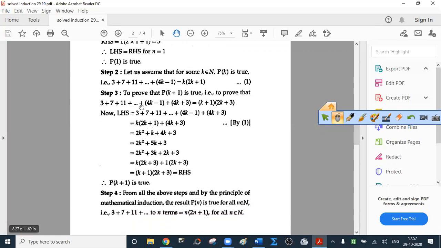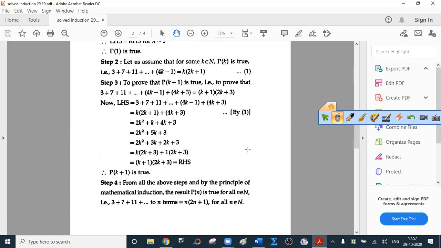So from all the above steps and by the principle of mathematical induction, the result P of n is true for all small n belonging to capital N. That is 3 plus 7 plus 11 up to n terms is n into 2n plus 1 for n belonging to capital N. I repeat, you may ask me, sir, why to use this method? Because the terms are in AP. Note that the result P of n need not contain terms either in AP or in GP, right? So this method, sum of the first n terms in AP or GP, is not applicable in all the cases.